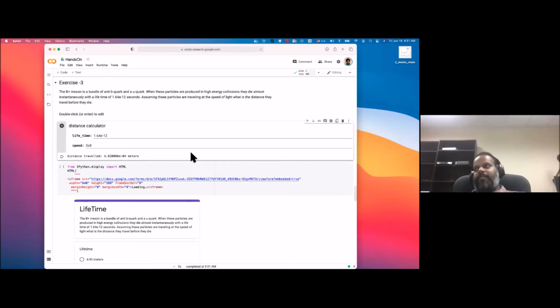Okay, so this time all of you have got it right. I have 4 responses and everybody agrees that it will travel a distance of 4.92 × 10⁻⁴ meters. So this is a very small number. So this would mean it's 4.9 meters divided by 10,000. So that is actually very close to 0.5 millimeters.